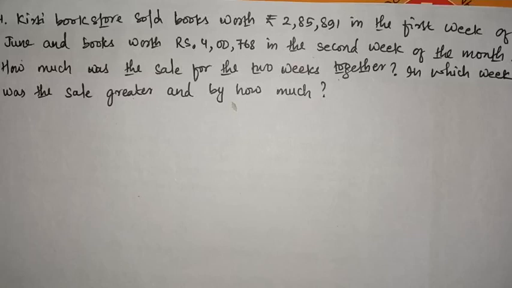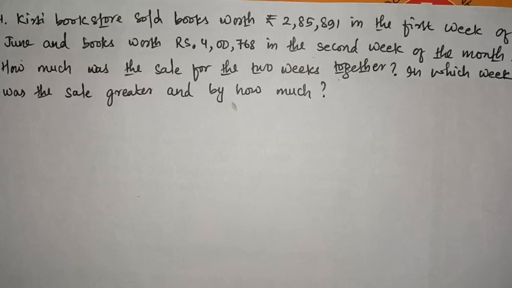We have question number 4. It states that Kirti Bookstore sold books worth rupees 2,85,891 in the first week of June. So in the first week of June, Kirti Bookstore sold books and they got an amount of 2,85,891 rupees. Okay, and books worth rupees 4,07,768 in the second week.